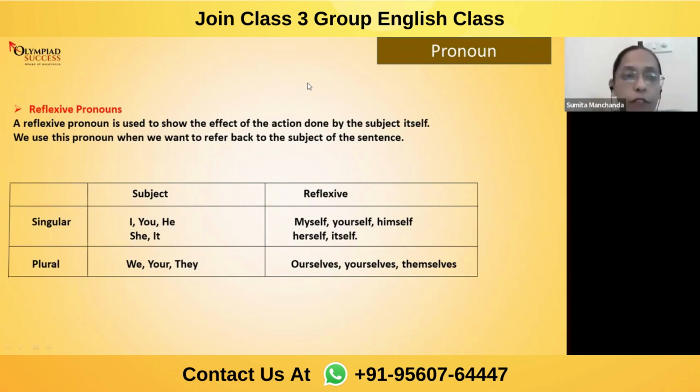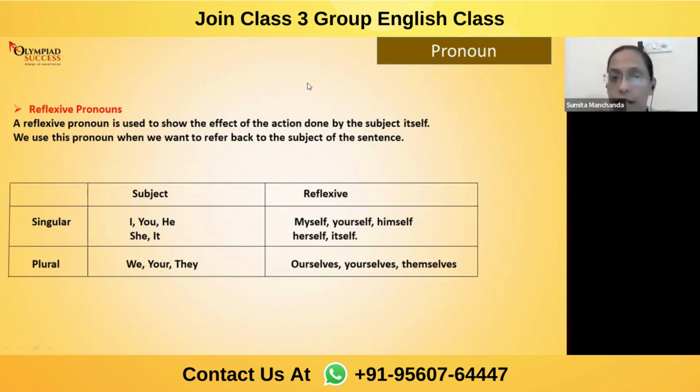Now see, there are a few singular and plural words. When I say singular, the subjects are I, you, he, she, it. When I say plural, the subjects can be we, you, they. But please remember one thing: whenever we talk about a reflexive pronoun, the word that gets added to it is self.